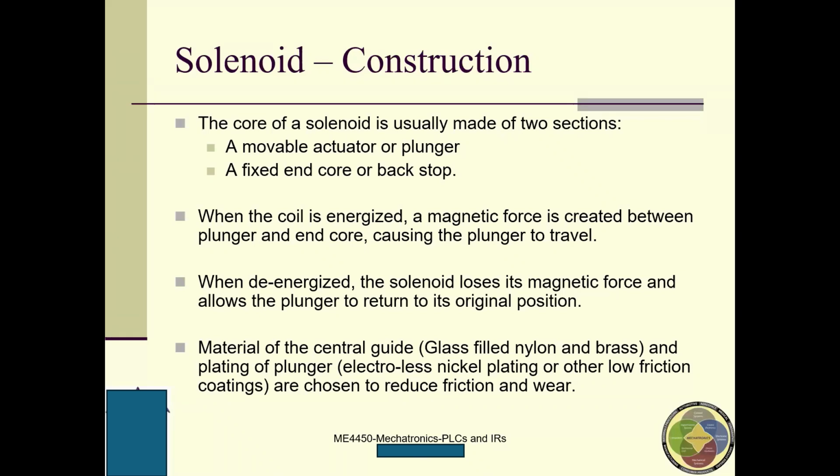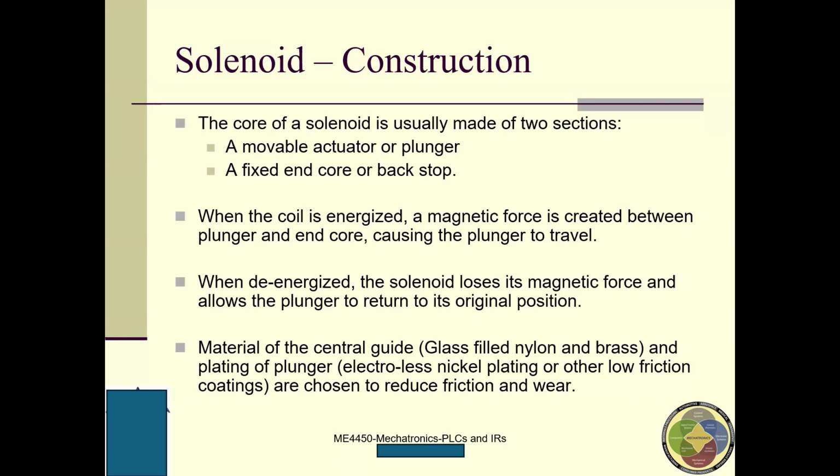So, construction. We know that there must be a housing, and this is a container. The core of the solenoid is usually made of two sections. This is a movable actuator or plunger, and a fixed end core or backstop. And we must have a coil, definitely.